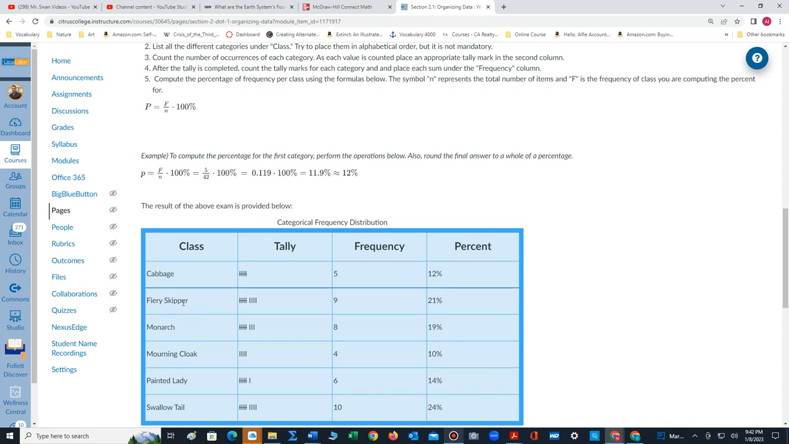This process can be repeated with all the other different observations. So, for instance, the fiery skipper. There's nine. Let's divide nine by 42. Nine divided by 42 is, if we round it to three decimals, 0.214, times 100 is about 21.4%, which rounds to 21%. And then you just repeat that process. And once that's completed, that is the categorical frequency distribution.